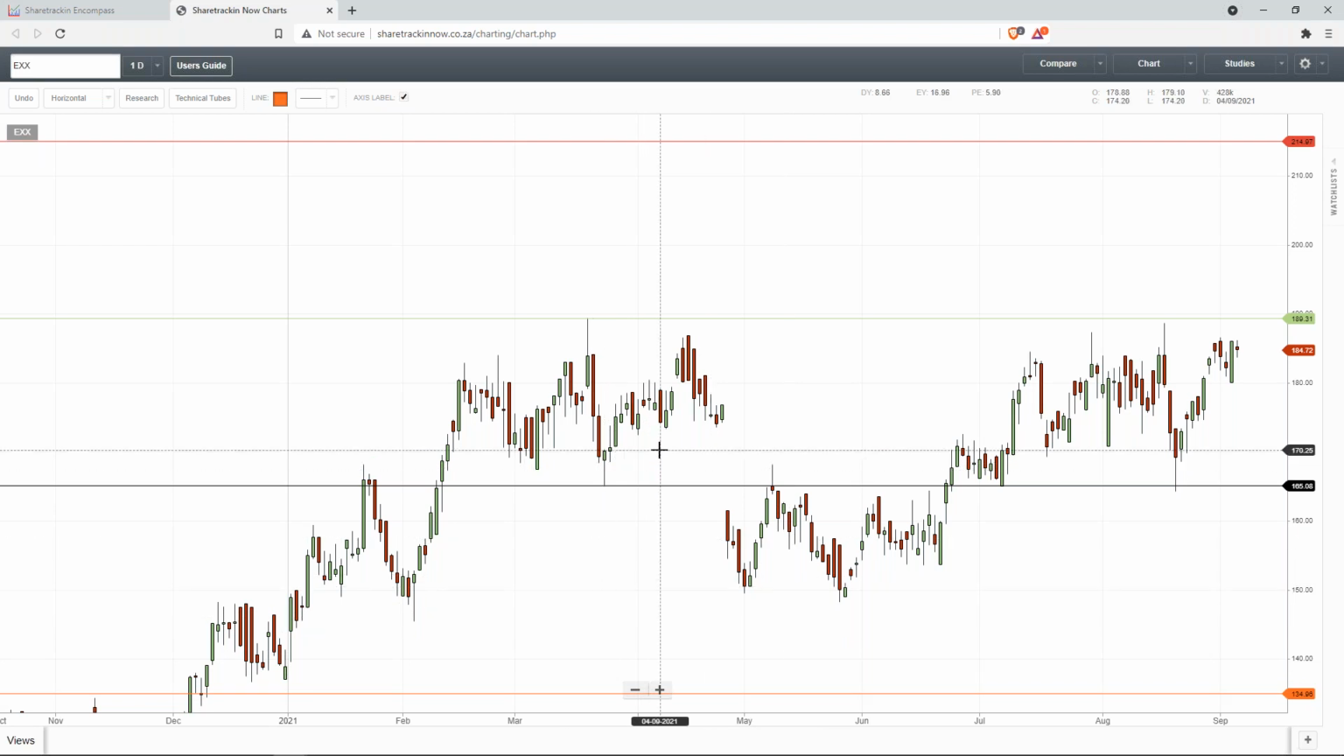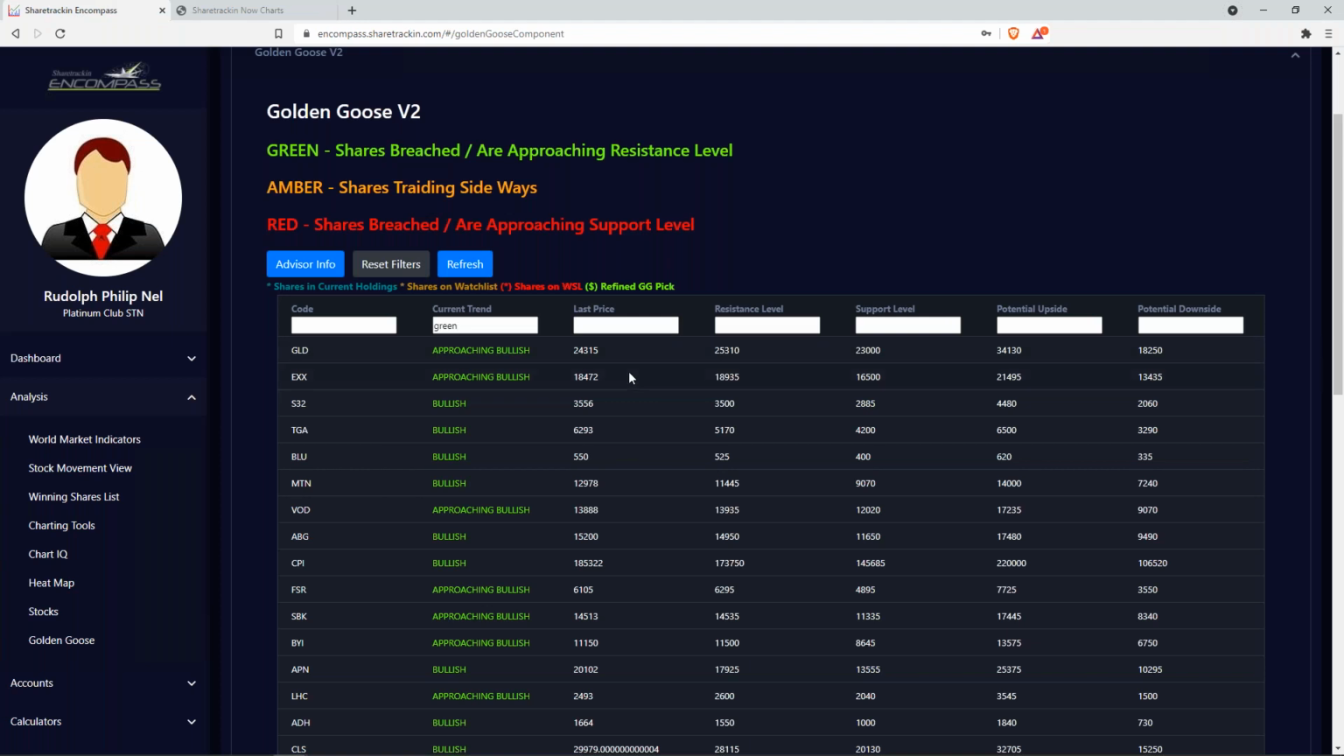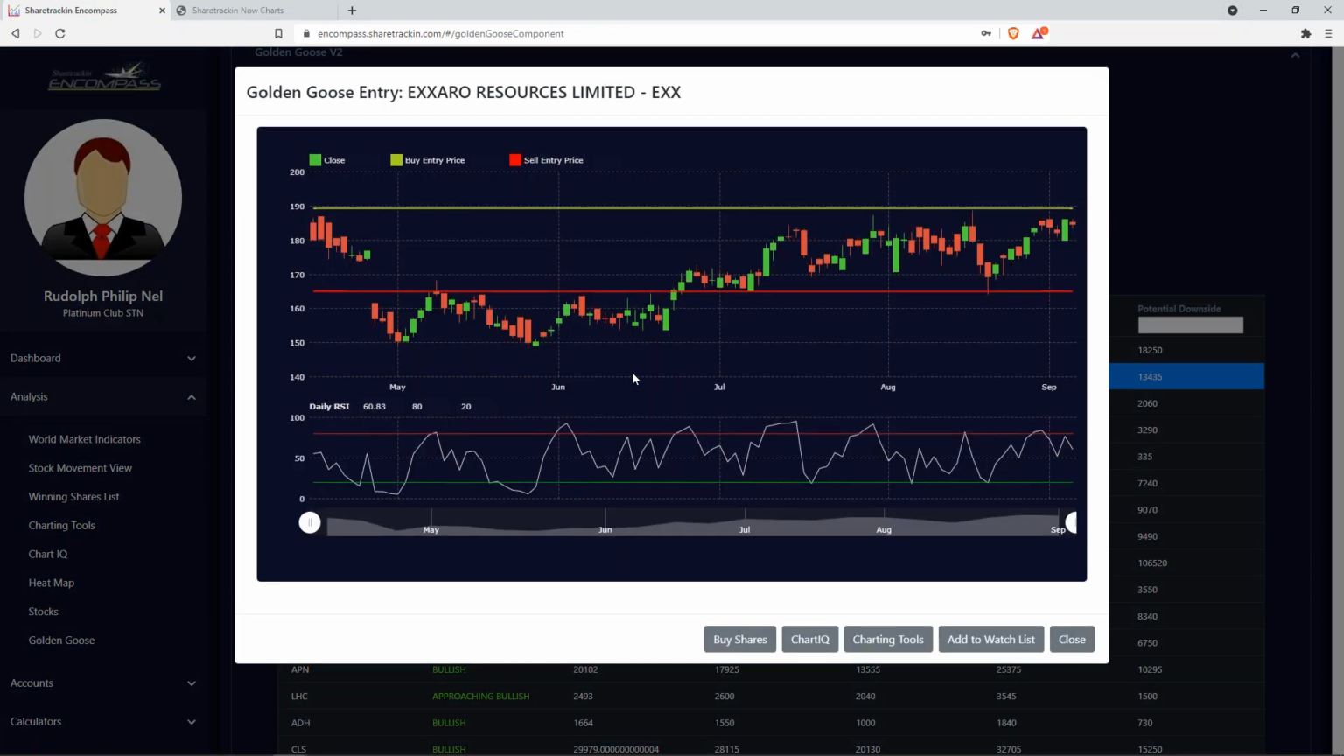Obviously you'll still use your indicators like, for instance, RSI and stochastic with your moving average lines and stuff like that. But you can go and plot the lines on the chart. Where it's already plotted is if you click on, let's say, for instance, Xaro, it will already have the lines for you. So your buy entry price would be the light green at the top. So that would be your buy entry price of 189.35. And then your sell price, if you want to go short, would be sitting on 165 for Xaro.